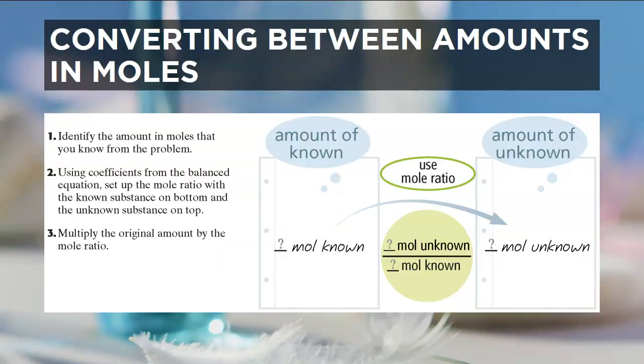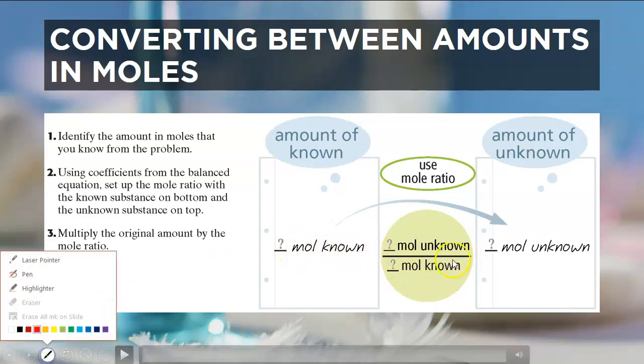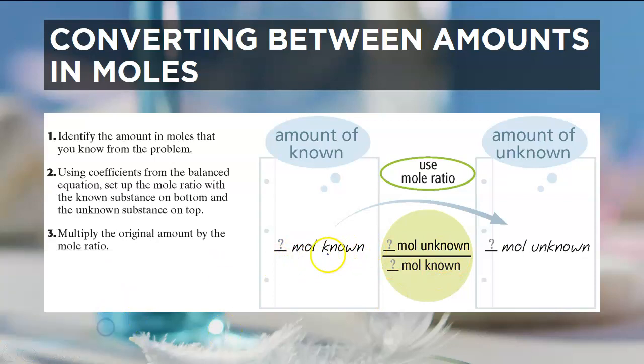So one last note here, and then we're done with this little preview section. Realize that when I do use the mole ratio, I always want the unknown substance on top. So if I'm trying to find moles of one substance, that's going to go on top because I want the moles of my known substance to cancel out. So the moles of the known substance will cancel out. We'll look at some example problems tomorrow that use this, but for now, I just want to introduce you to the mole ratio.